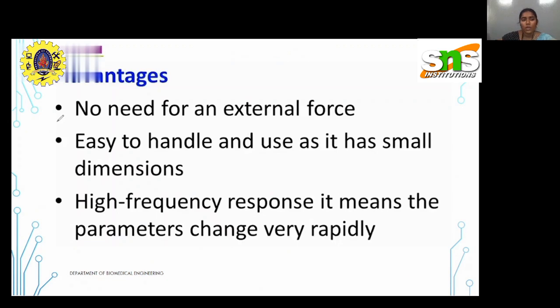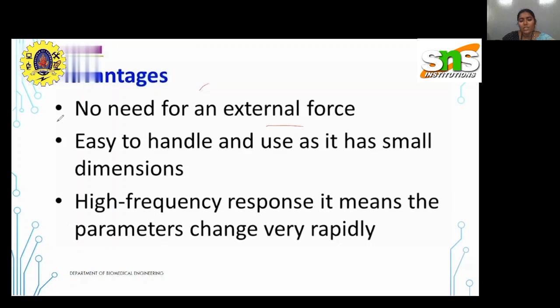Next we will see the advantages. What is the advantage when you are using a piezoelectric transducer? Here you have no need of any external source, since it is an active transducer. When you have any type of active transducer, you don't need any external power supply for excitation. It is automatically self-generating, so it will operate on its own. That is the first point.